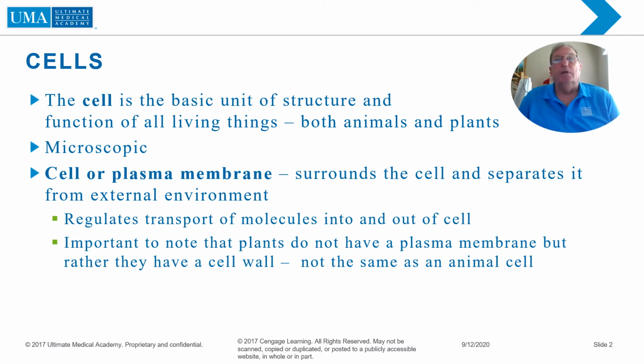The first part of the cell is the plasma membrane, often called the cell membrane. It is a thin, flexible barrier that separates the inside of the cell from the environment outside of the cell and regulates what can pass in and out of the cell. Internally, the cell is divided into cytoplasm and a nucleus.